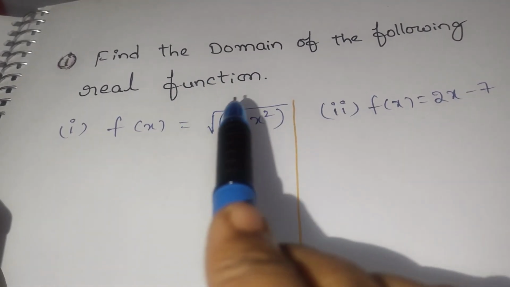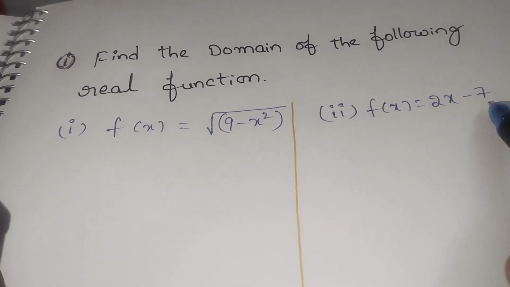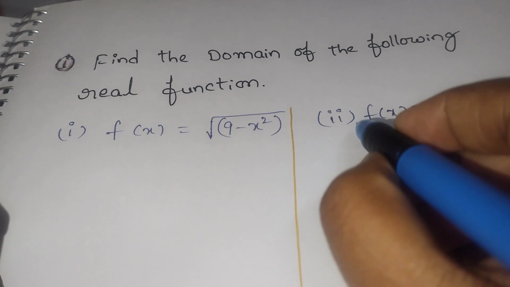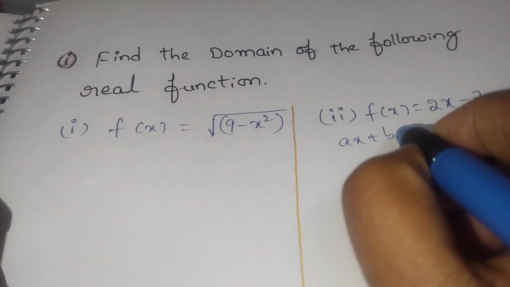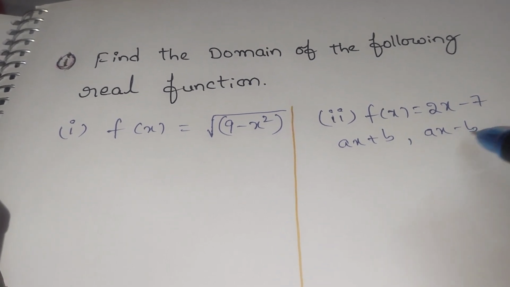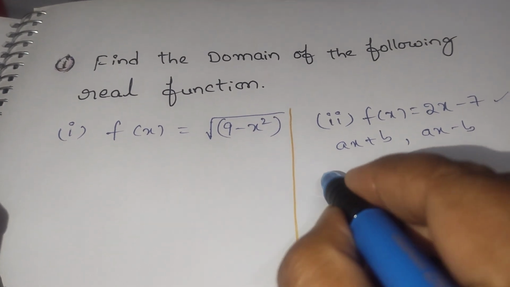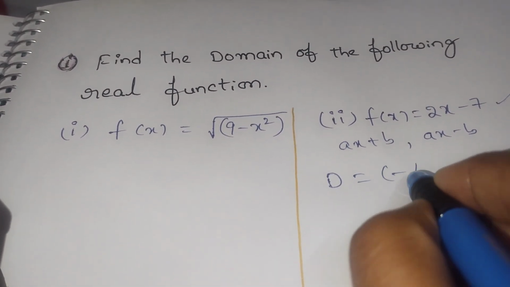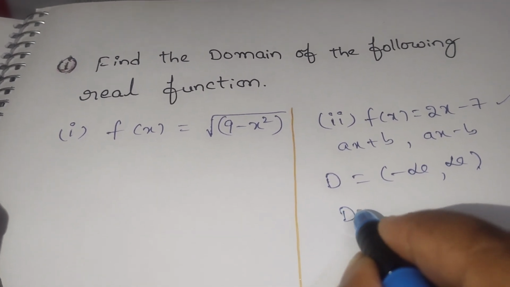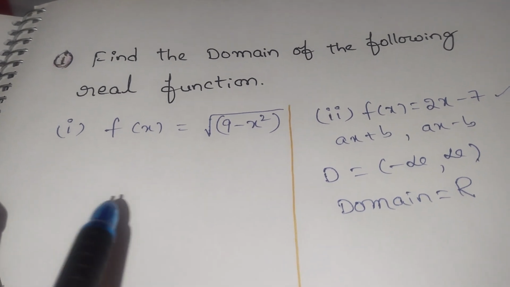Find the domain of the following real function. If you observe here, f of x is equal to 2x minus 7. Just before, I said that the standard domain for simple polynomial functions like ax plus b or ax minus b. So this function also looks like this. So it is a simple polynomial function. So what is the domain for this? Minus infinity to plus infinity. These are real numbers. So the domain is real numbers R. Now go for the next question.